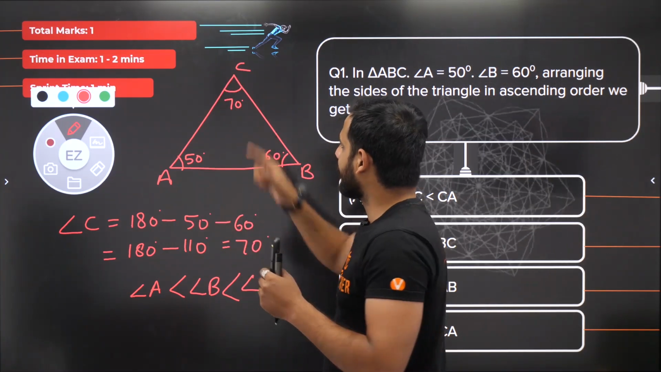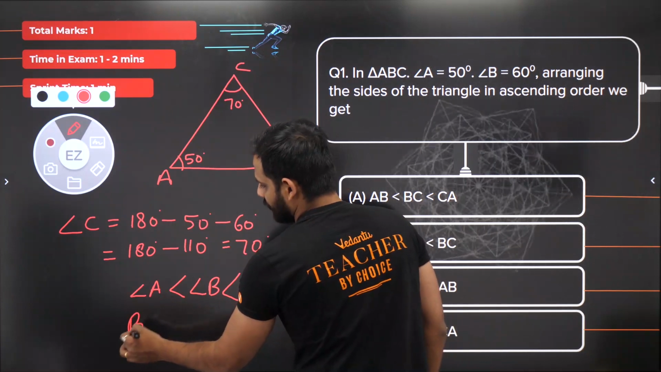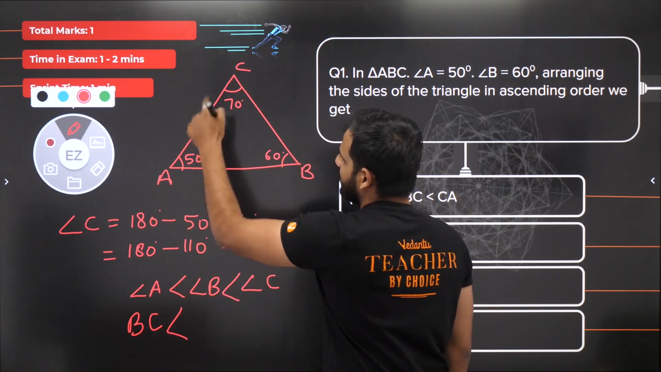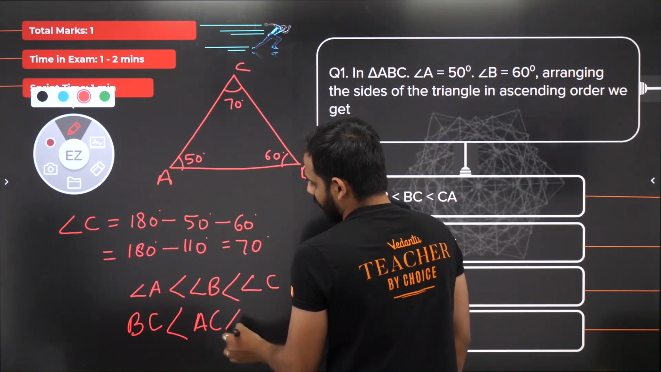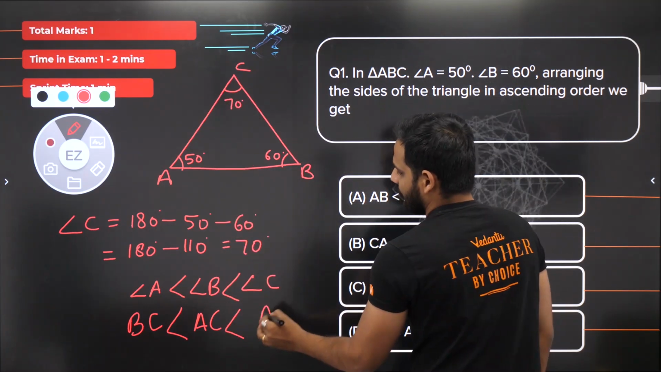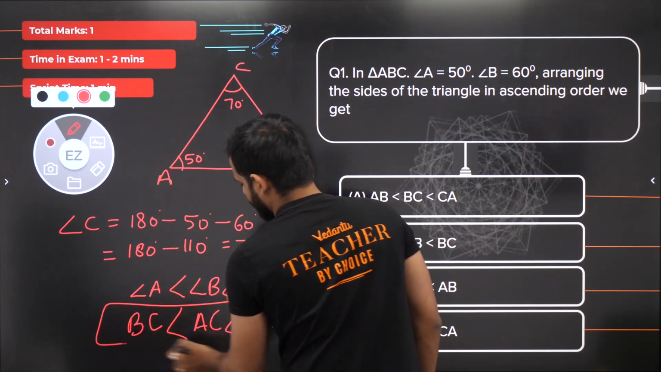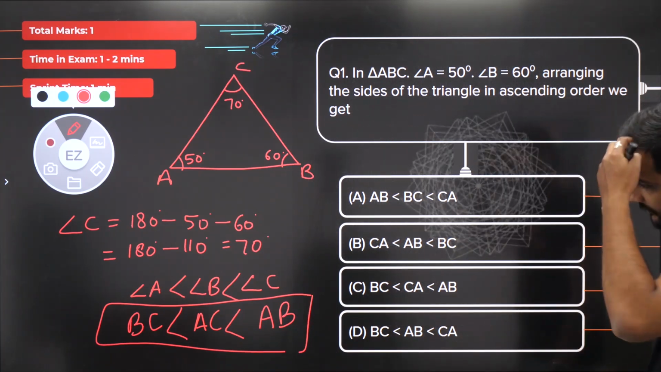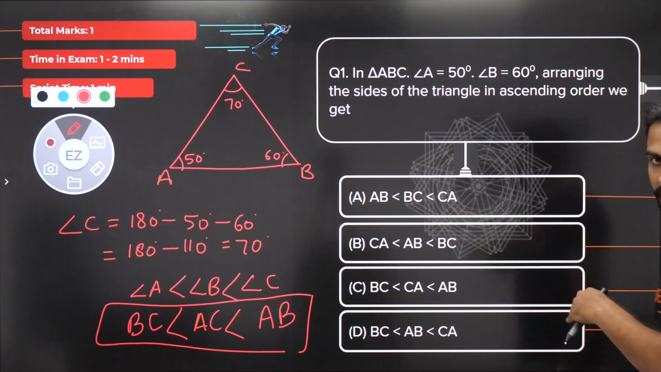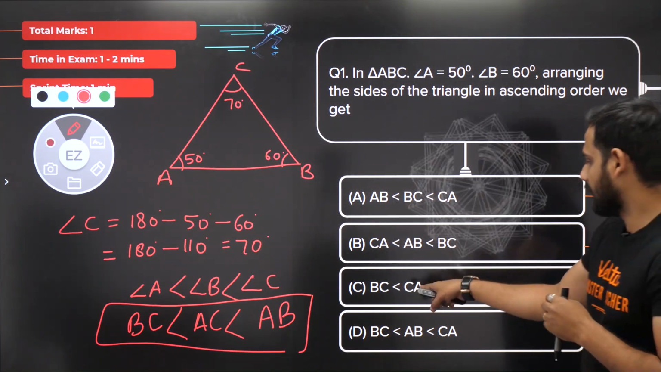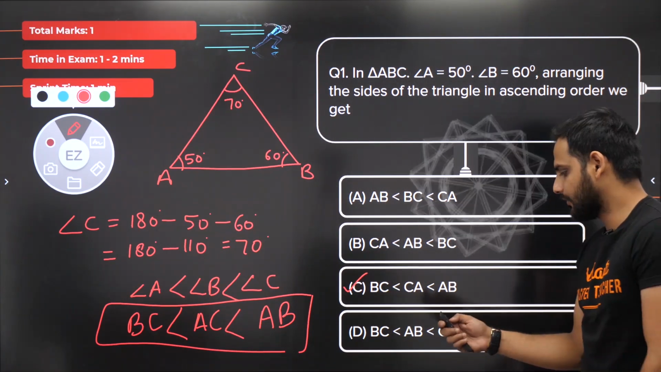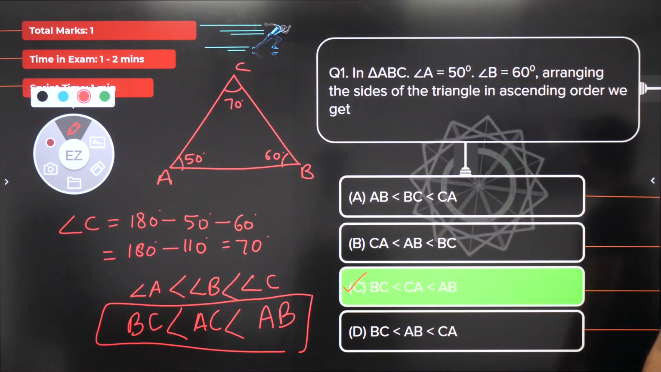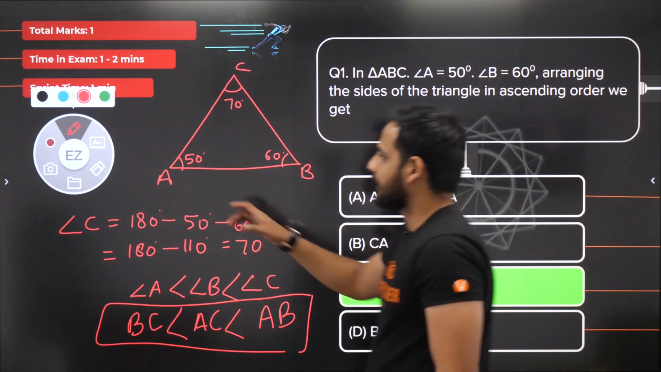Correct? So opposite to angle A we have BC, then opposite to angle B we have AC, and opposite to angle C we have AB. So the ascending order of the sides will be BC, then AC is greater than BC, and then AB. So BC, AC and AB, so I can say option C is my correct answer. Understood? Option C is my correct answer.